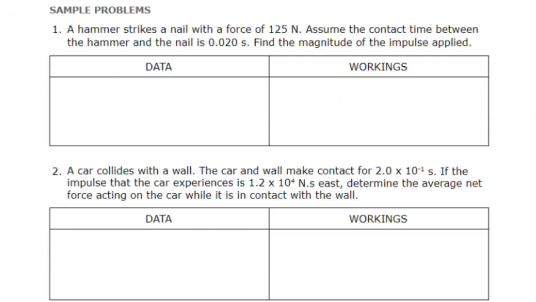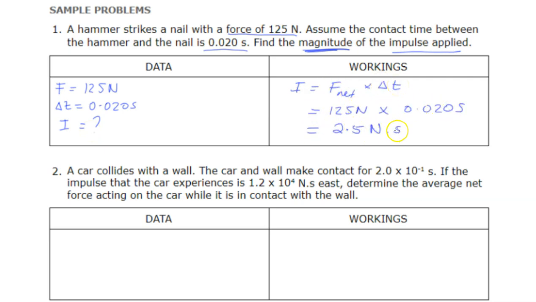Okay, a couple of sample problems. A hammer strikes a nail with a force of 125 newtons. Assume the contact time between the hammer and the nail is 0.020 seconds. Find the magnitude of the impulse applied. Since it's asking for magnitude, you don't have to state the direction. So we write the formula, substitute and solve. The unit is newton seconds.